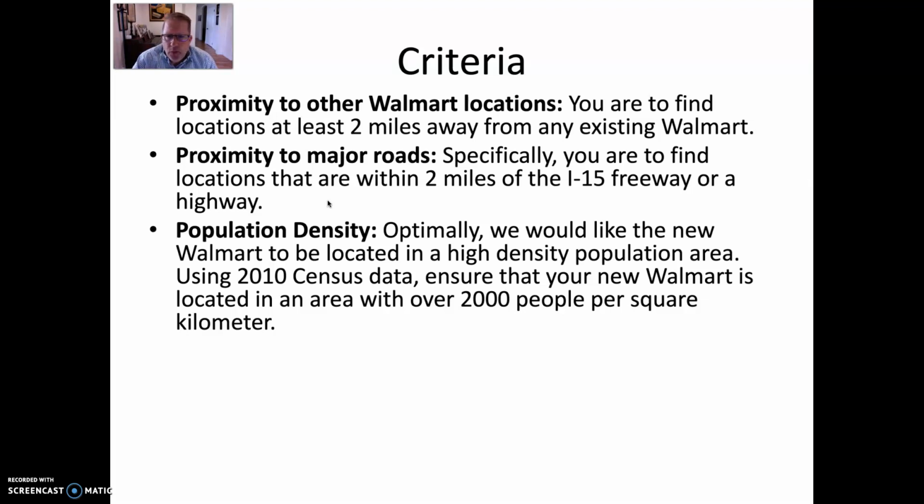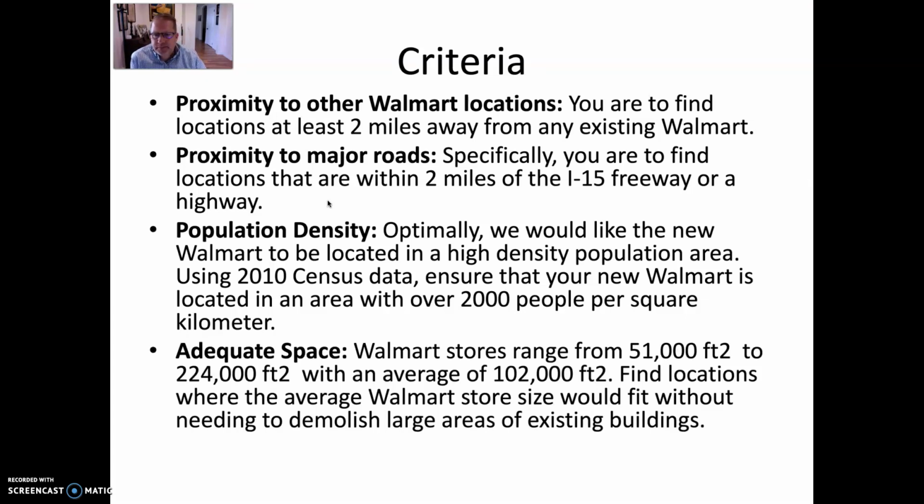Population density. Well, we want it to be where there's a lot of population, high density, so it's easy for people to get to, to attract a large population to come to the store. So we'll take 2020 census data and let's make sure that the new Walmart is located in an area with over 2,000 people per square kilometer. It seems like a lot, but actually it's not that dense. But we could get that information from the census polygons.